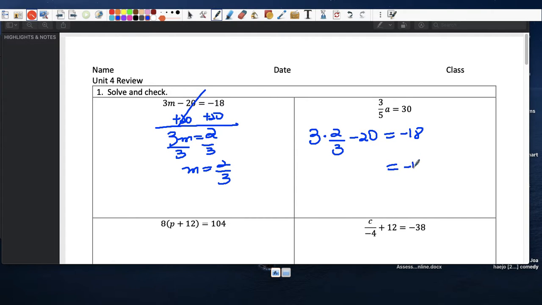So let me just go ahead and do this on the right side because there's nothing to do. On the left side, use your calculator. Well, 3 times 2/3, right? That's eventually going to simplify to 1, and 1 times 2 is 2, so we're going to get 2 minus 20, and 2 minus 20 is negative 18. Okay.